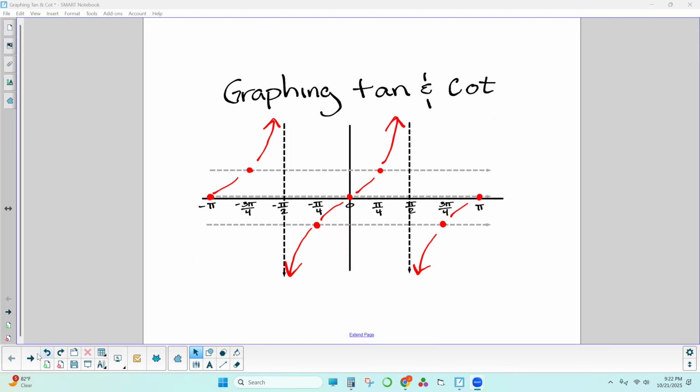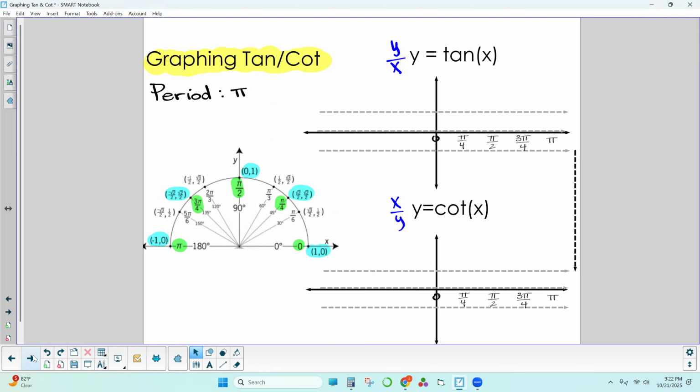Today we are going to talk about graphing tangent and cotangent. What I'd like to start with is establishing the parent function. First off, let's talk about the period. With the other four trig graphs, you find the period is 2 pi. That is, sine, cosine, secant, and cosecant have a period of 2 pi.